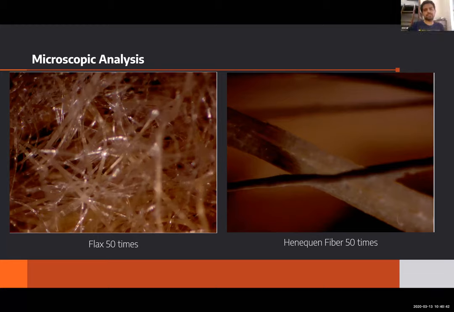We did some microscopic analysis. We can see the two tests that we have, the FAX fiber at 50 times and also the henequen fiber at 50 times. The topology of the fibers is almost the same. The big difference is that the henequen fibers are much bigger, and this can be good for the mechanical properties, because the thicker the fiber, the better the tensile stress it can have.